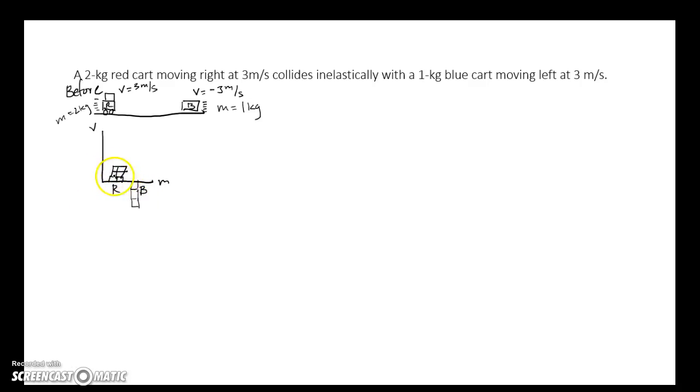Now you notice that unlike the problems we've done before, the number of boxes here does not equal the number of boxes there, and that's fine. So let's just do a count of how many boxes we have. We have 6 boxes in the positive region, and we have negative 3 boxes in the negative region. That means in the after section, after this collision happens, we need to make certain to have 3 boxes. Okay, because 6 plus negative 3 equals 3.